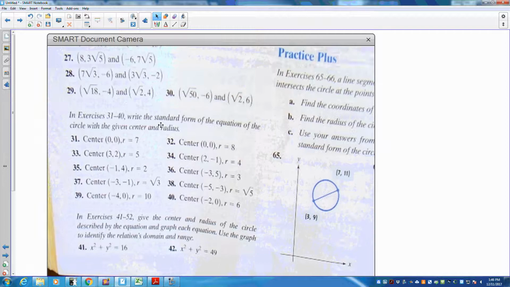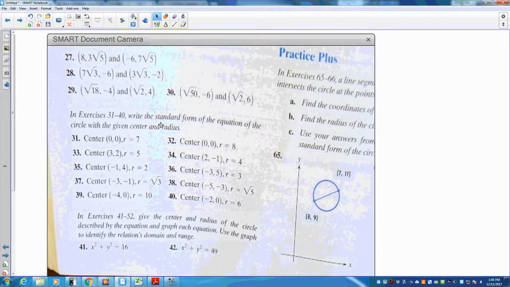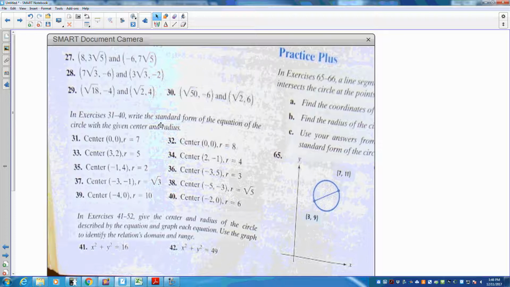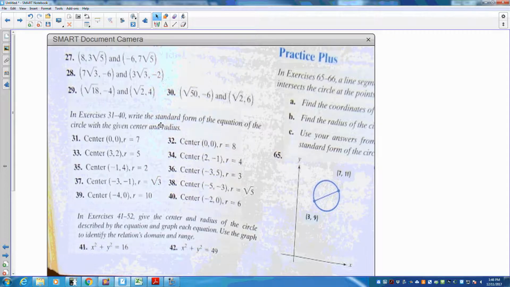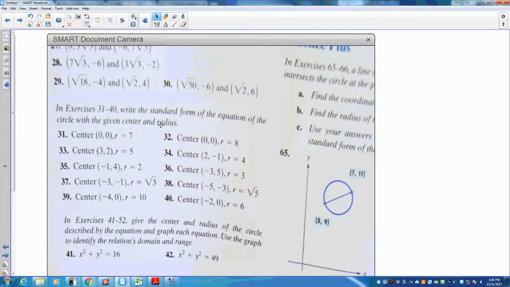So you know what to do. All right, 31 through 40. Write the standard form of the equation of the circle with the given center and radius. Does it say to graph it? No. Okay. 31 through 39. Now, you don't have to show any work there. All you're doing is just writing an equation. Okay. And it's really easy. Now, that's 31 through 39. Now, you have 31 through 51.